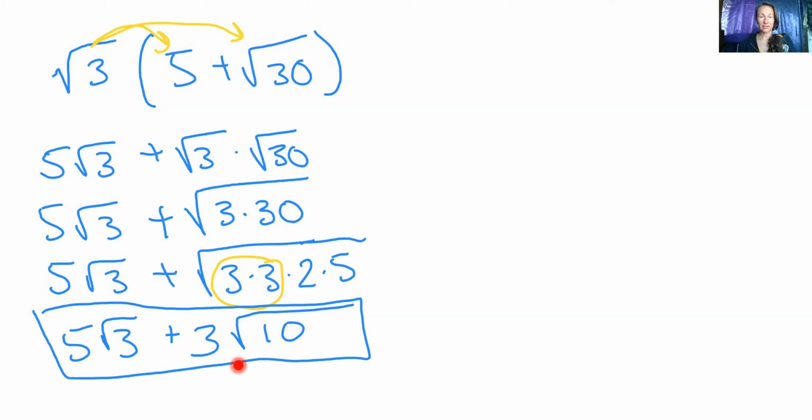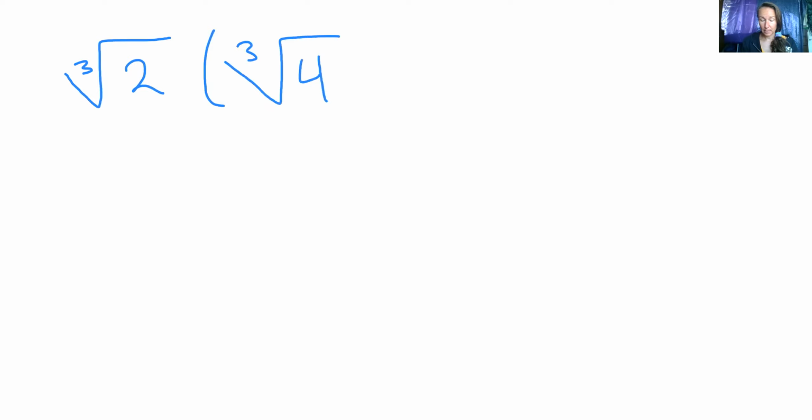Let's take a look at another example here. Our next example is the cube root of 2 times the cube root of 4 plus 1. And notice that just the 4 is inside the cube root. This plus 1 is a different term and it is not inside of that cube root.